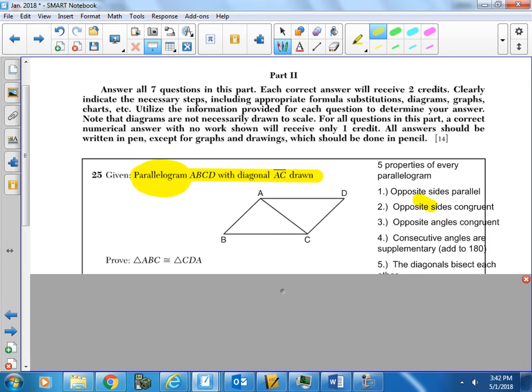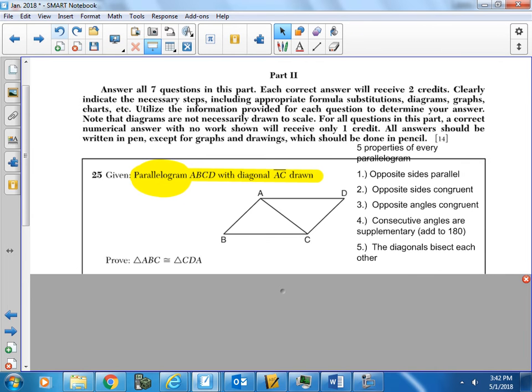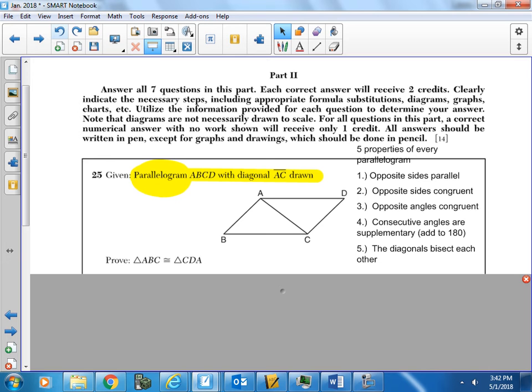So I have written down 5 properties that are true of every parallelogram. I want you to write these down, okay? If you are in my class and you want credit for doing this, you need to write these down. Every parallelogram has these 5 properties. All of them might not be helpful for us in this proof, but these are things you should know. So take a second, write those down, and you can pause the video.